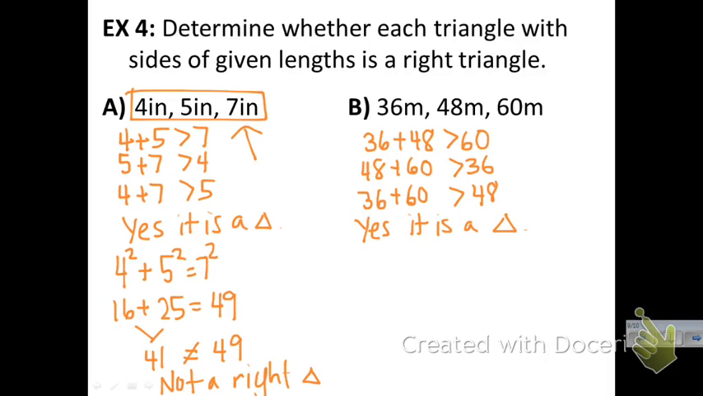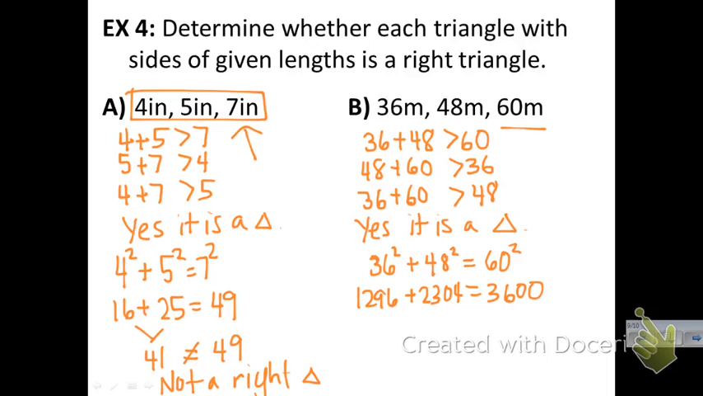From there, we'll apply our Pythagorean theorem. And again, notice that this is our longest value, the 60, so we're going to say that's our hypotenuse. So we'll take 36 squared, we'll add 48 squared and see if it's equal to 60 squared. Well, 60 squared is 3600. 36 squared is 1296. And 48 squared is 2304. We combine those and add them, and we get 3600 is equal to 3600. So yes, it is a right triangle.